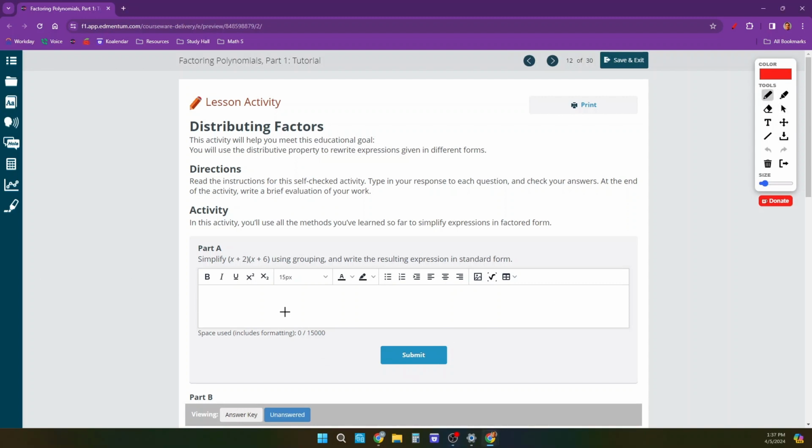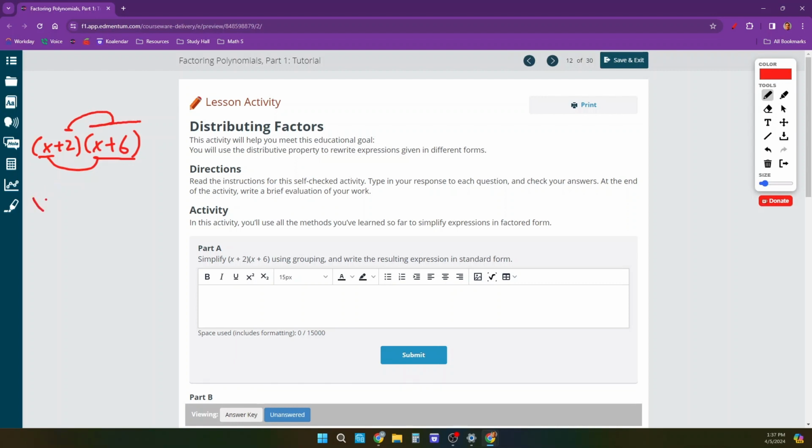So it says, Part A, simplify x plus 2 times x plus 6 using grouping and write the expression in standard form. Standard form is just in decreasing degree of each term. So let's go ahead and do our side work over here. We have x plus 2 times x plus 6. And we distribute by taking our first number, multiplying it by everything in the second binomial. And we take our second number and we multiply by everything in our second binomial.